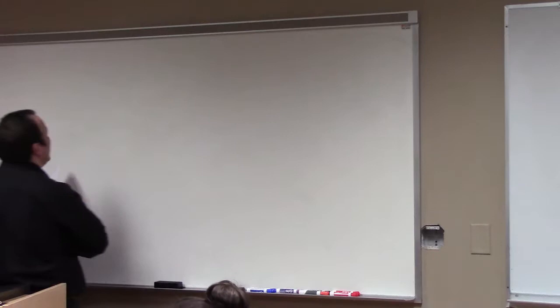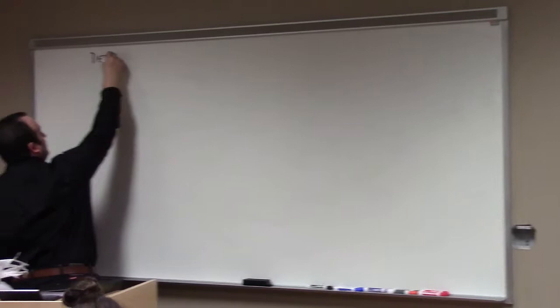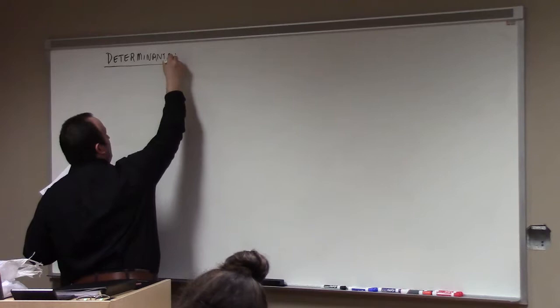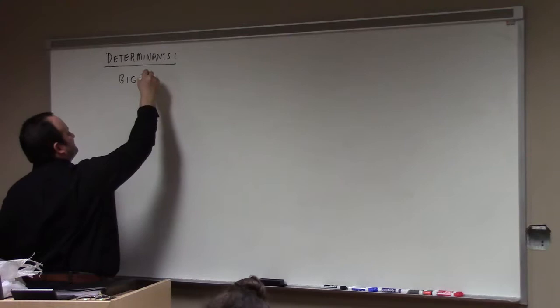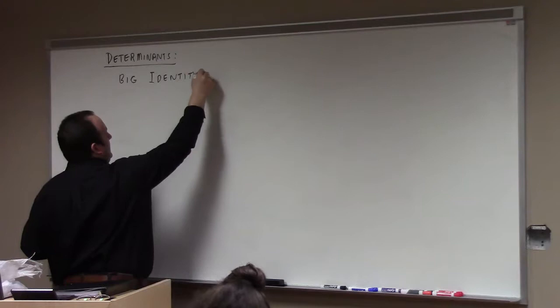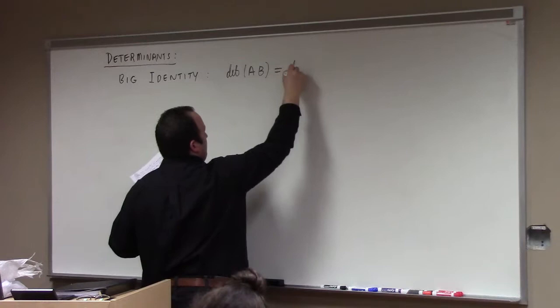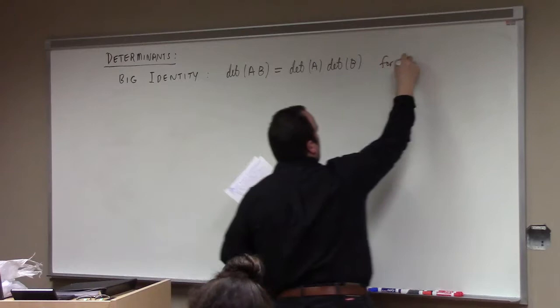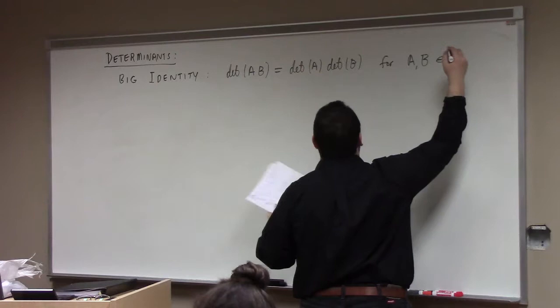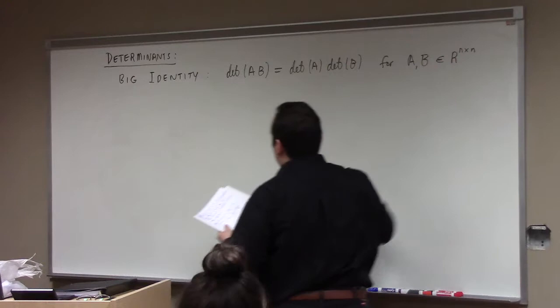In my notes, I prove... So we're talking about determinants again, of course. And so the big identity, if you will, is that the determinant of A times B is equal to the determinant of A times the determinant of B for A and B. I mean, truthfully, if you just have a commutative ring with identity, you've got a couple of square matrices, this identity in fact holds for those.